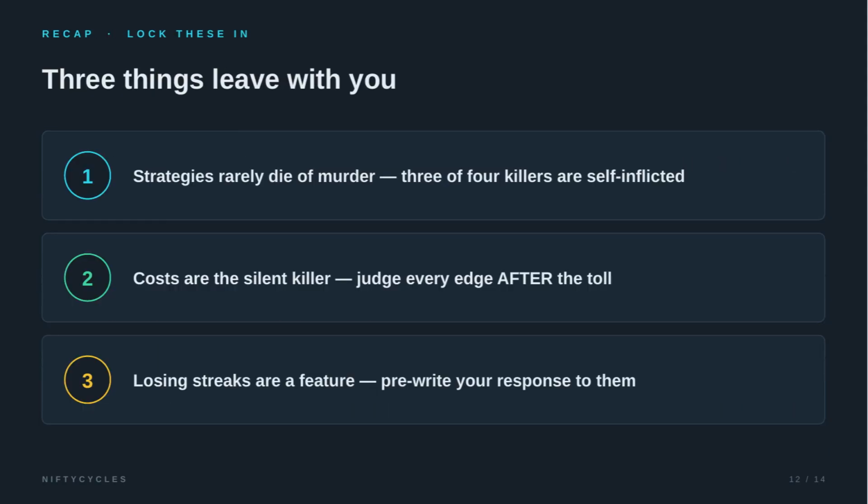3 things leave with you today. 1. Strategies rarely die of murder. 3 of the 4 killers are self-inflicted, which means 3 of them are preventable. 2. Costs are the silent killer. Judge every edge after the toll, never before. 3. Losing streaks are a feature of a healthy edge. Pre-write your response, so the streak can't write it for you.